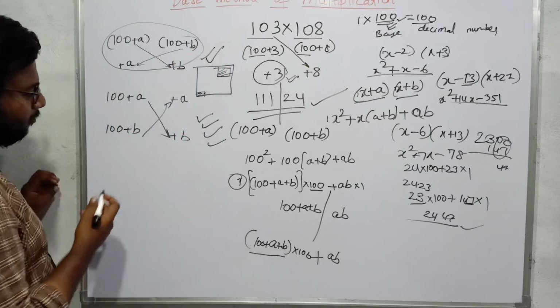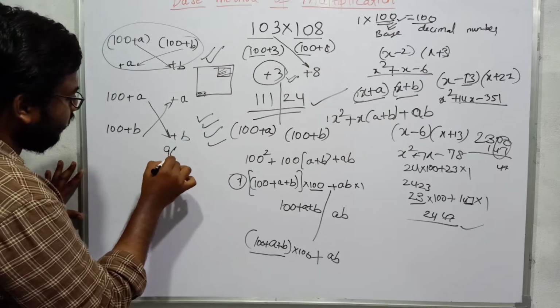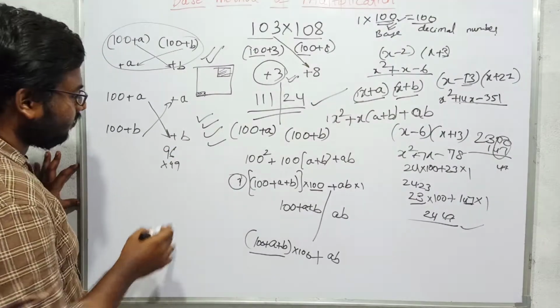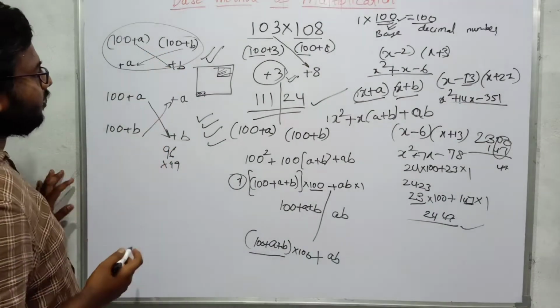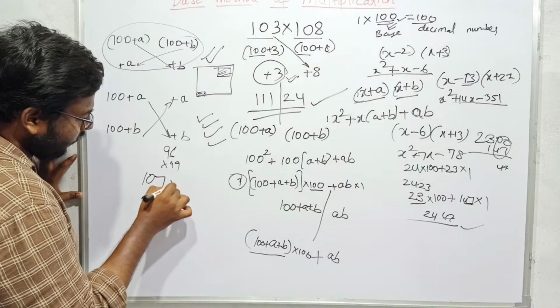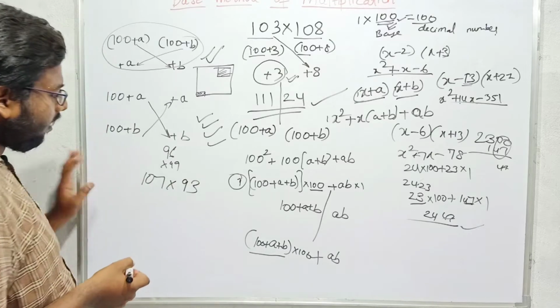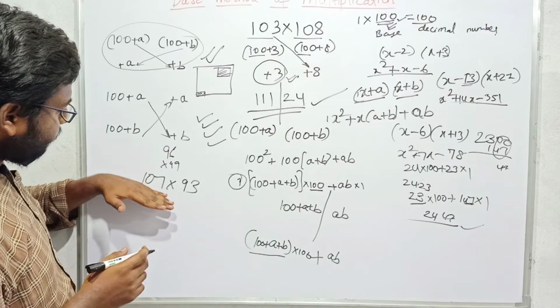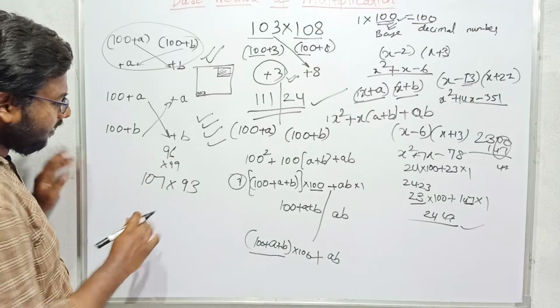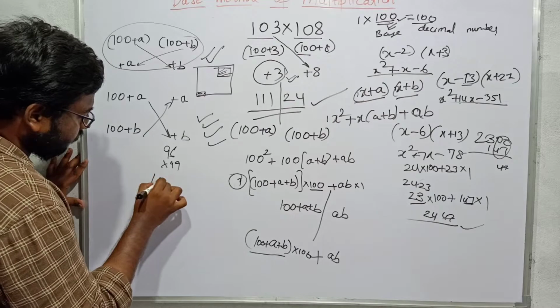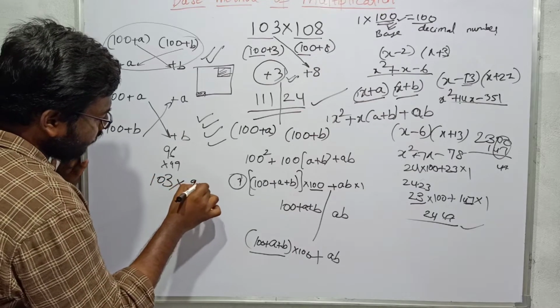Why? Because in problems they won't give questions like 96 into 99, they won't give it like this for assuming writing like this. For example, if I have to calculate 107 into 93, I won't take 107 into 93 as it is, because this is 100 plus 7 into 100 minus 7. You can apply a plus b into a minus b. So 103 into 96.